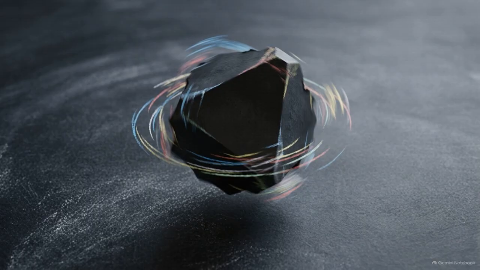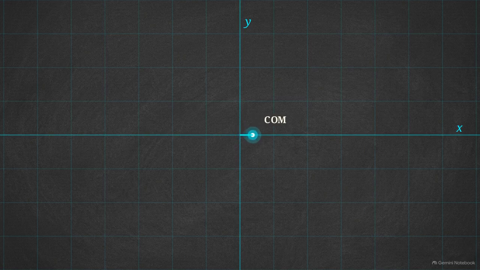Finding this single coordinate lets us ignore the unpredictable rotation of an object's outer edges, reducing a complex physical system into one easily trackable mathematical line.